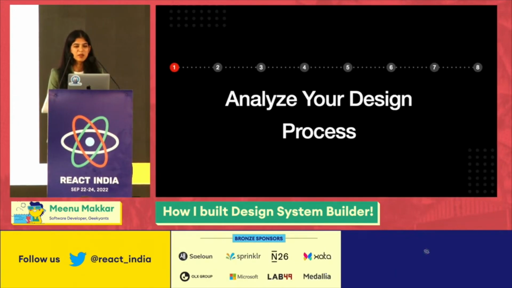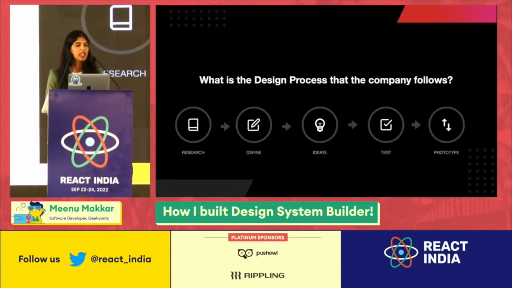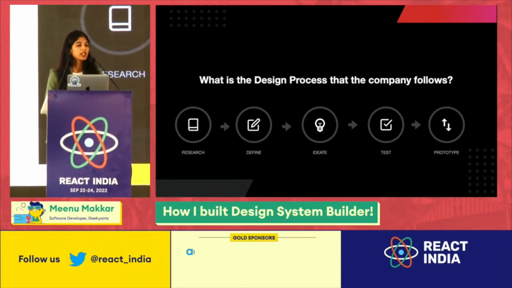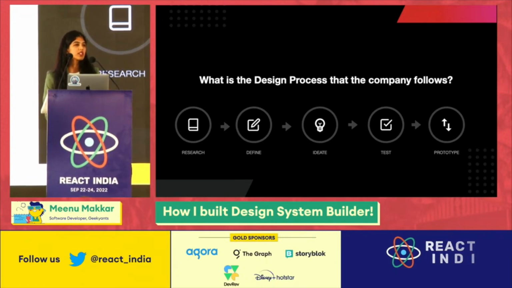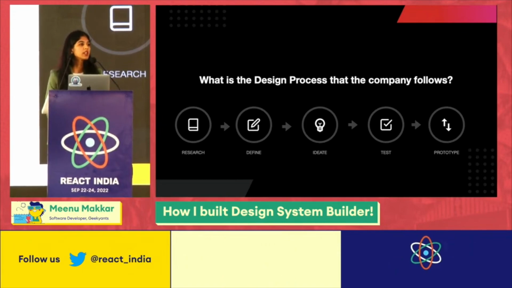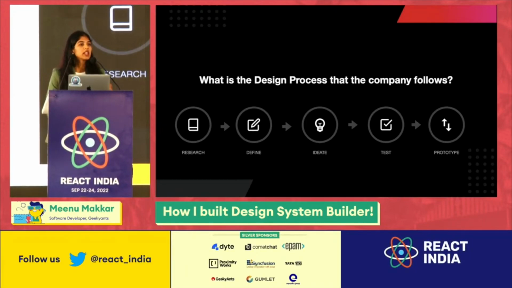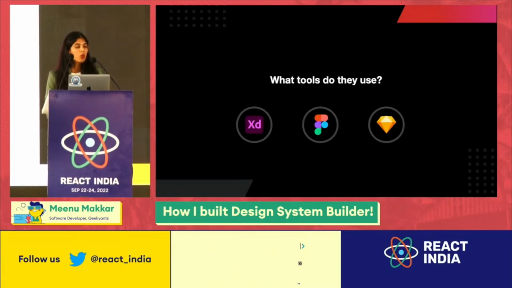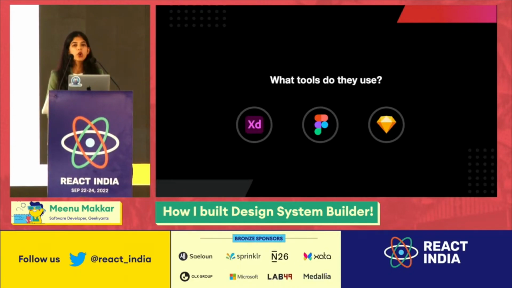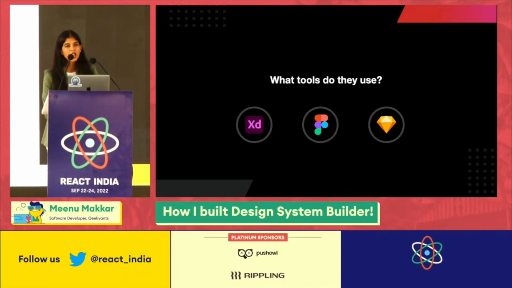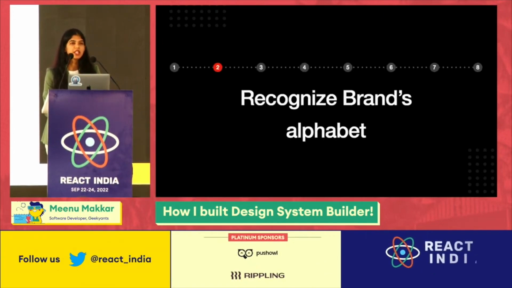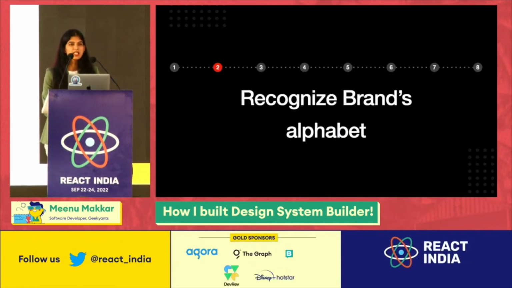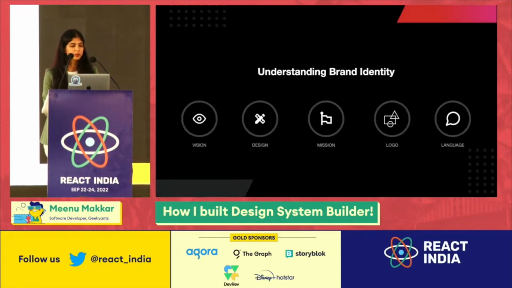Okay, the first step is analyzing your design process. Here are some questions that we need to ask the company, like what design process does the company follow internally? What tools do they use? I'm not sure about what Coca-Cola uses, but let's just assume that they use Figma and move ahead to the next step, and that is recognizing the brand's alphabet.